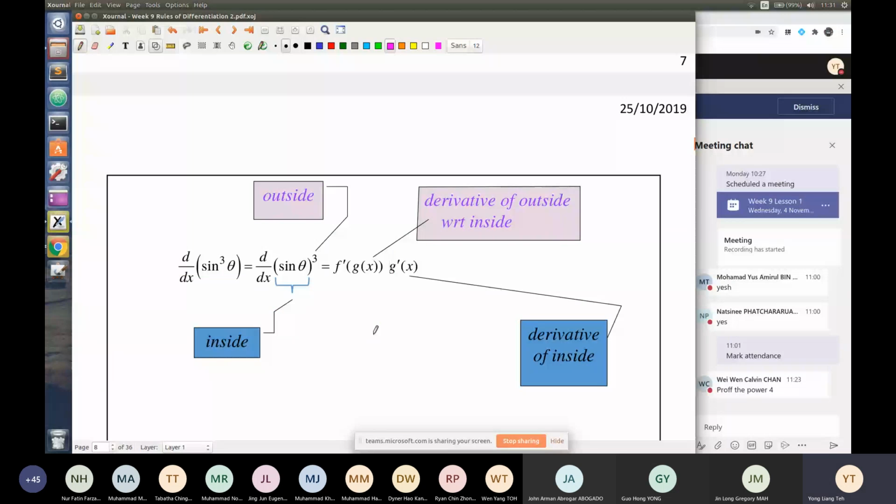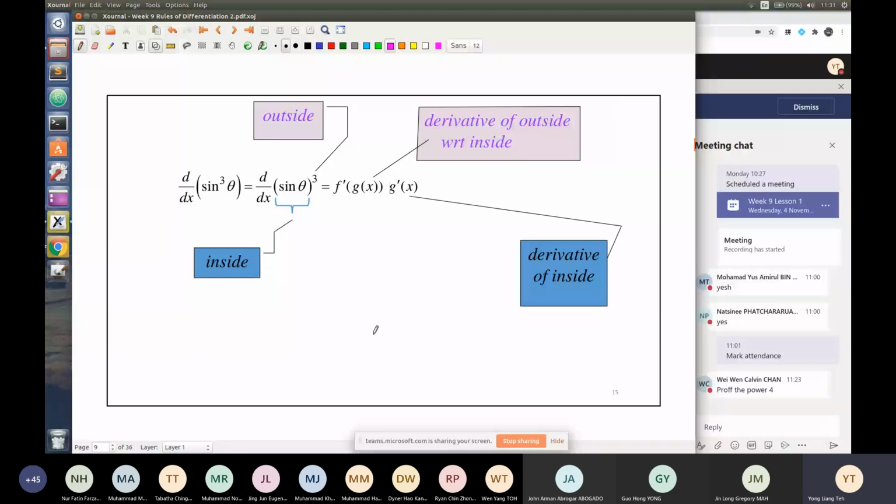So a further example: you can see this is sine cube theta, but sine cube theta is actually (sine theta) whole thing cubed. So what do we do? Inside outside method. Straight away, bring down the power 3, so this gives me 3. Then put back sine theta, don't worry about it, and then there is a square because 3 minus 1.